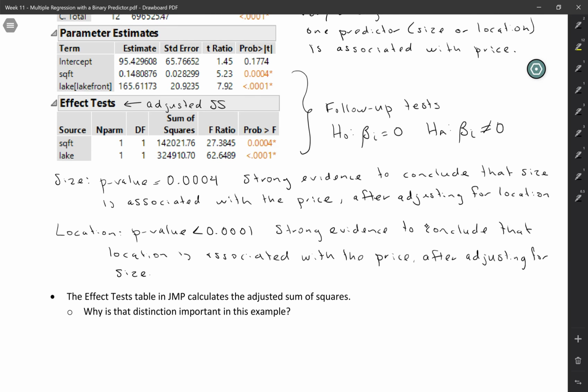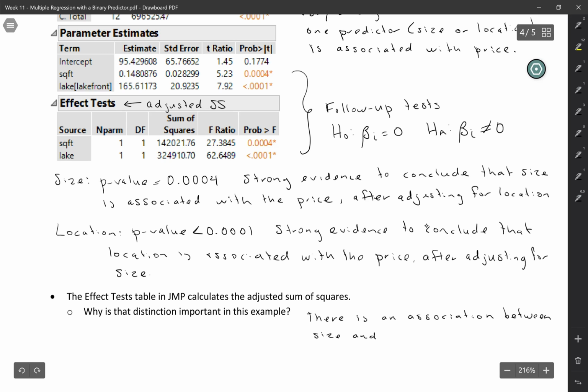So we only have to worry about adjusted sums of squares when there's an association between the explanatory variables. So in this case, there's an association between the explanatory variables, which is, in this case, size and location. So this tends to happen when you have an observational study. If you have an observational study, you can't design it to be perfectly balanced. And so you end up with an association between your two explanatory variables. And that leads to covariation. So in this case, you're going to have some variability in the prices that could be explained by either of the two variables. It could be explained by size, or it could be explained by location.